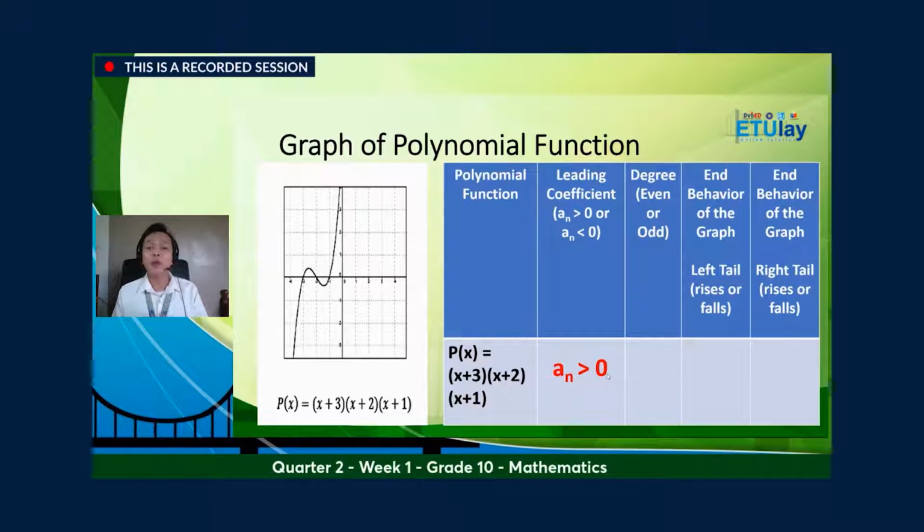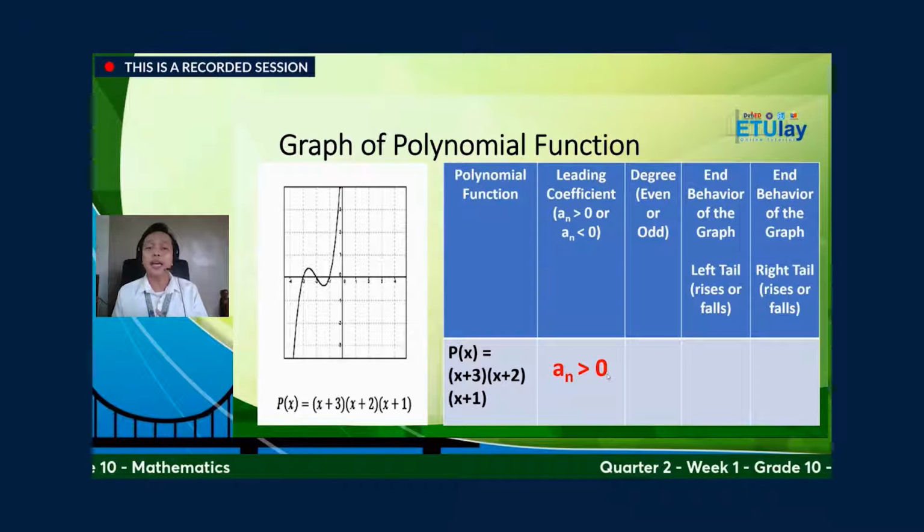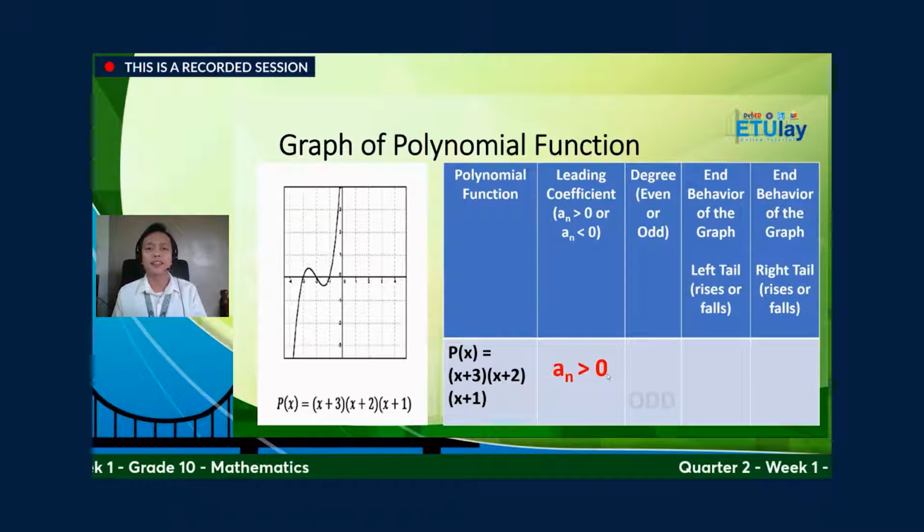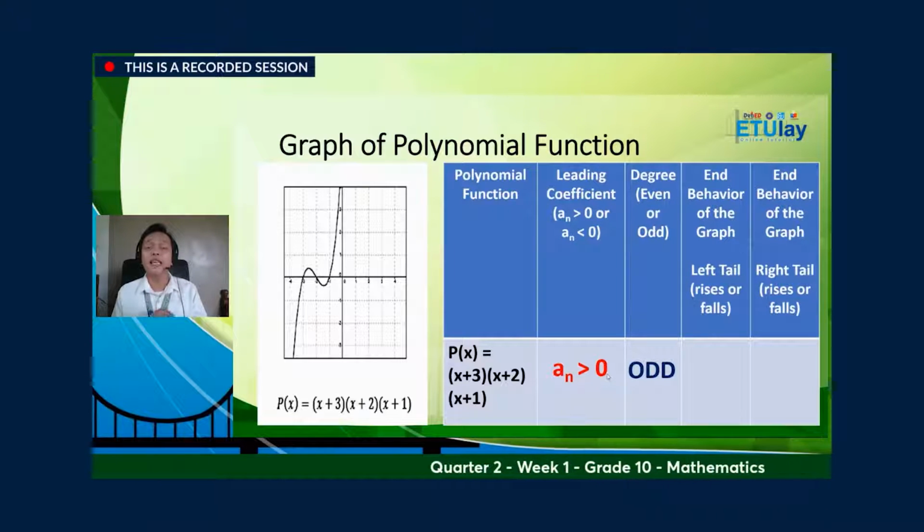Very good. How about the degree of polynomial? Is it even or odd? Kapag pinagsama-sama natin yung x plus 3, x plus 2 at x plus 1, what do you think will be the degree of polynomial? Is it even or odd? The answer is odd, because the highest exponent that can be found on that given polynomial function is 3.